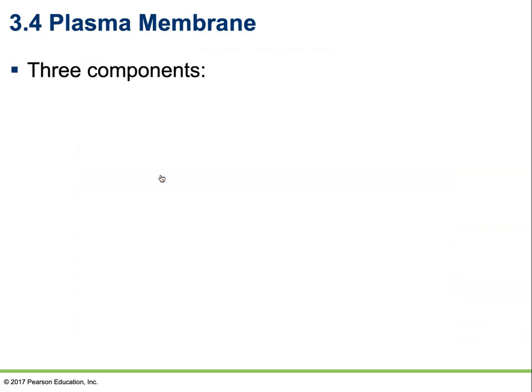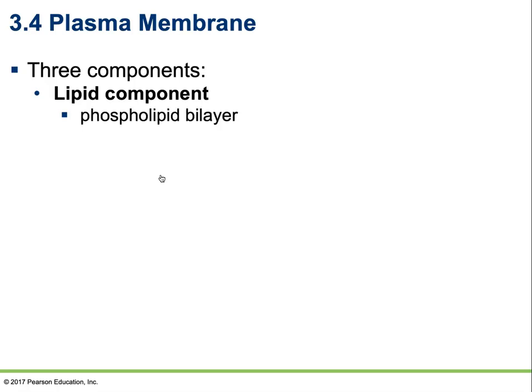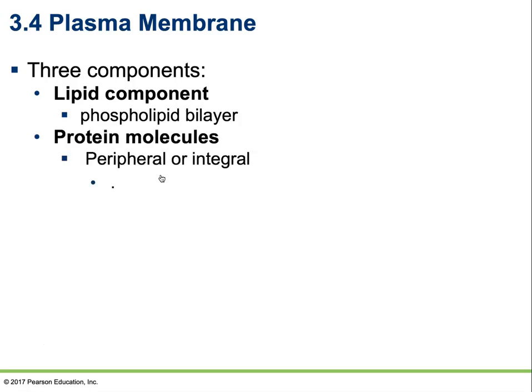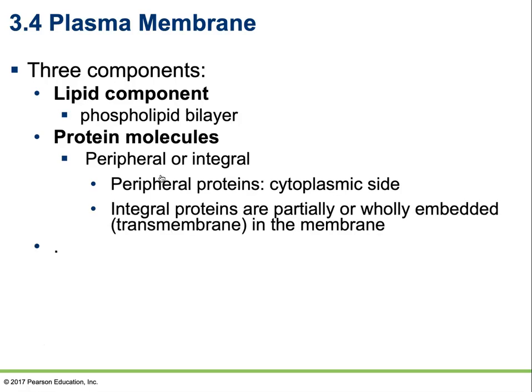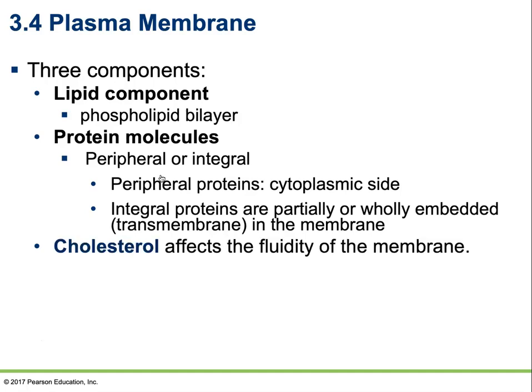Here are the three components of the plasma membrane. We've already talked about the lipid component, that phospholipid bilayer. But there's also the protein component. Protein molecules can be either peripheral or integral. Peripheral proteins are going to be found only on the cytoplasmic side, only on the inside of the plasma membrane. Integral proteins are going to be partially or wholly embedded transmembrane in the membrane, meaning that they're going to span that membrane. We're also going to find cholesterol.